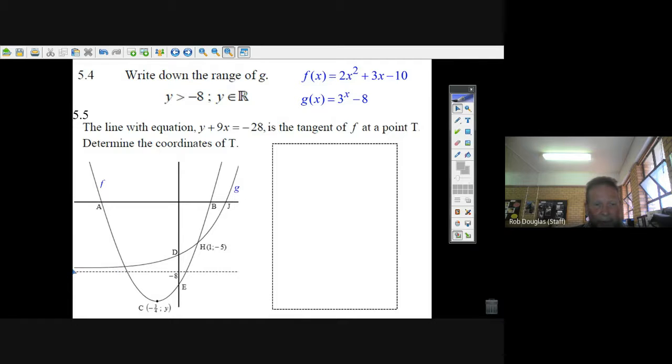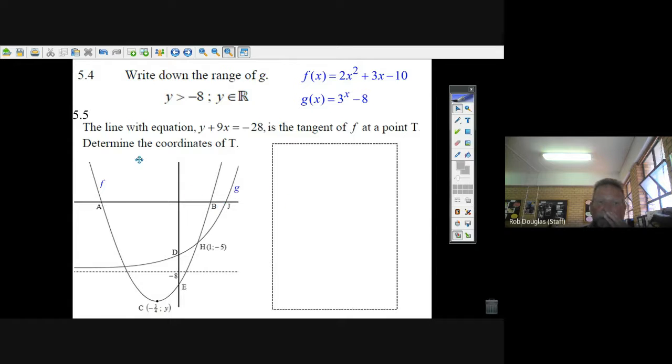It takes off getting super close to -8, but it never touches -8. And then it goes up and goes on forever. Well, that's why the range is just y is anything that's greater than -8. We say y is greater than -8, but y is an element of the real numbers. That's the range of g.